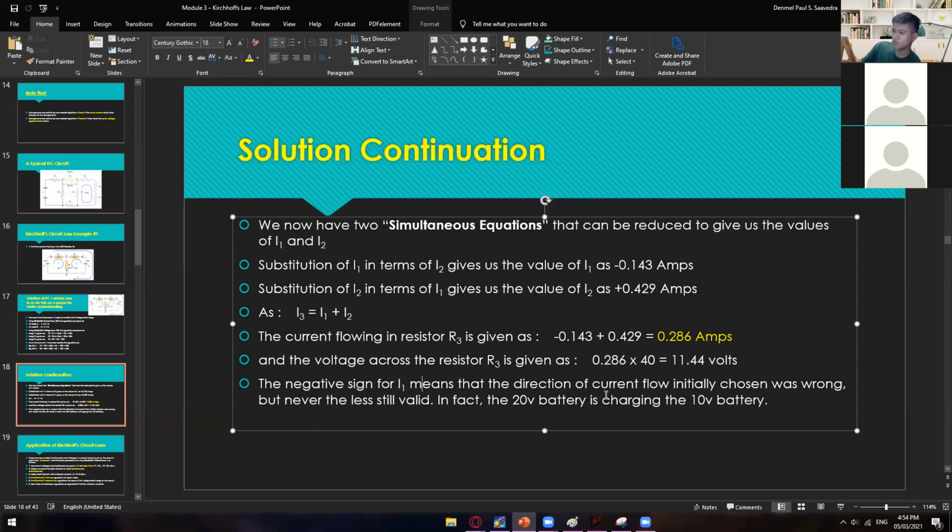Again, the negative sign for I sub 1 means that the direction of current flow initially chosen was wrong. But nevertheless, it is still valid. In fact, the 20-volt battery is charging the 10-volt battery, right?